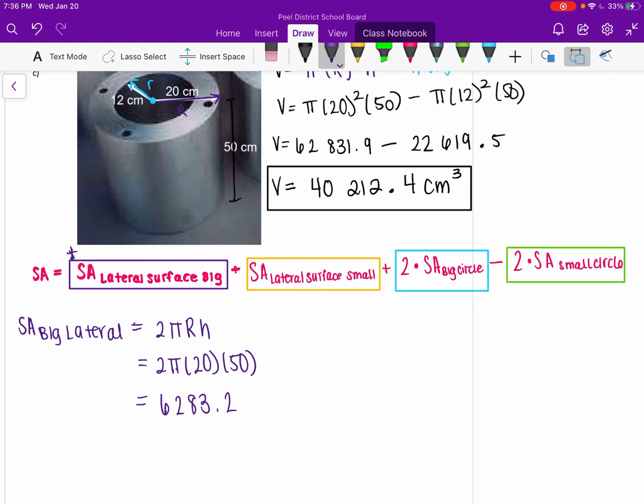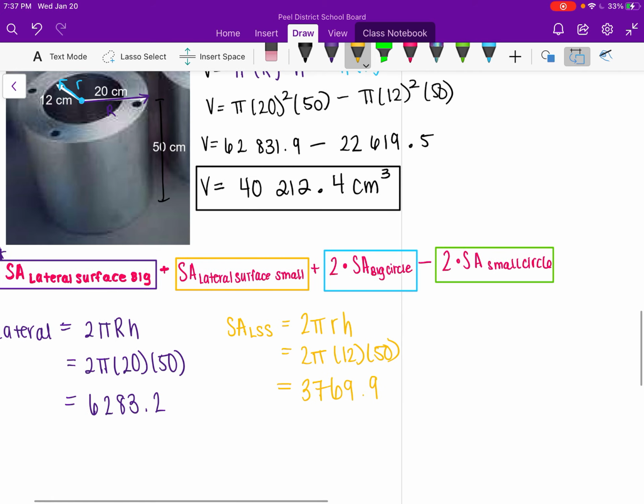Right, and then I'm going to move on to my yellow one, which is going to be the surface area of the lateral surface of the small. And that's going to also be 2 pi, but instead of big R, we're going to have small r, h. So 2 pi, small r is 12, h is still 50, it's the same for both. So 2 pi 12 times 50 is going to be 3,769.9, right?